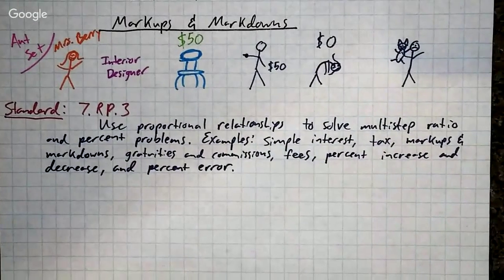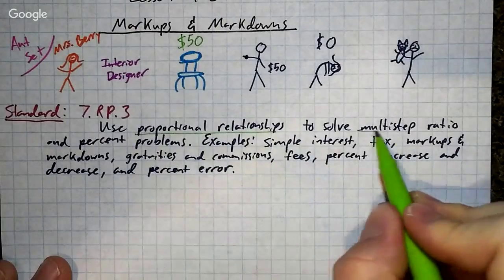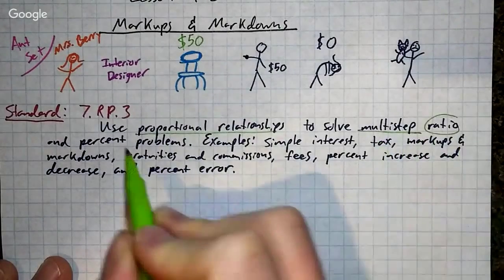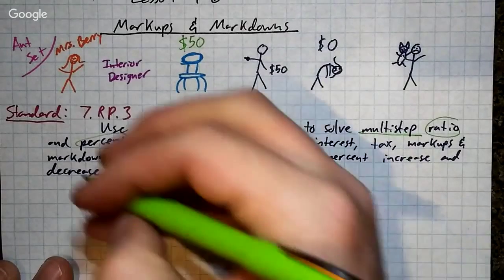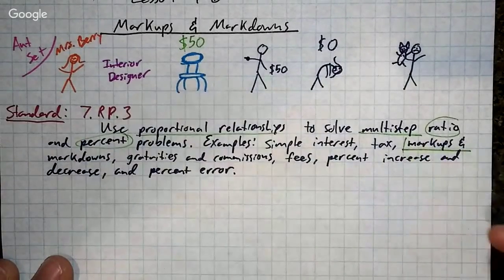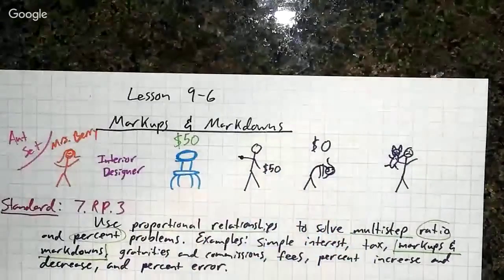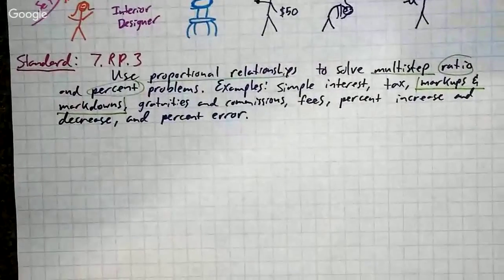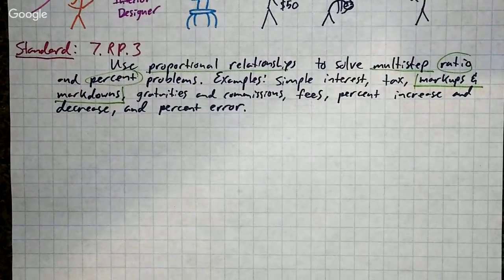Right, so those are the examples they give of these proportional relationships that we're going to be using. So we're using proportional relationships, and we're solving multi-step ratio and percent problems. The example we're focusing on right here is markups and markdowns. That's the title of our lesson today, so that's what we're going to be focusing on. Now let's go ahead and get into our input.